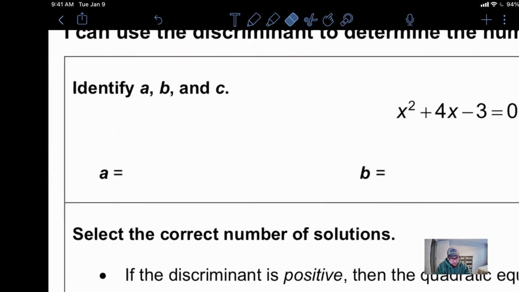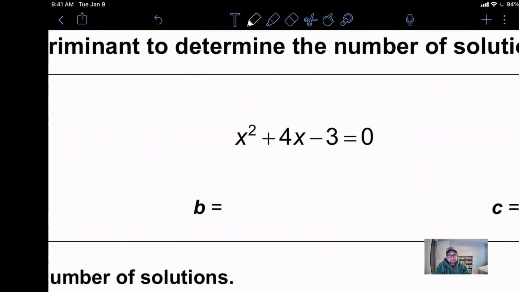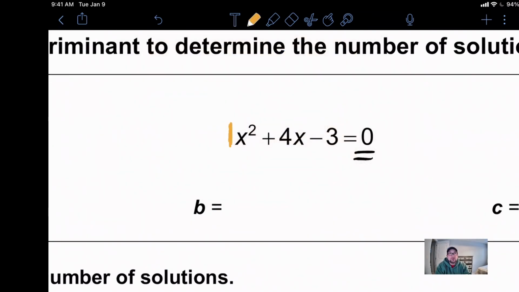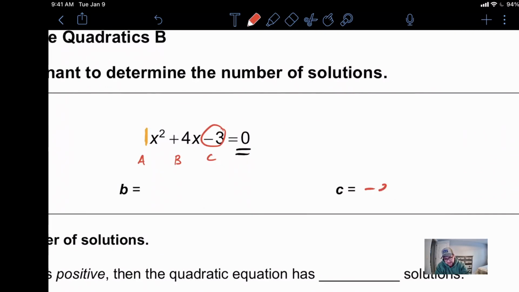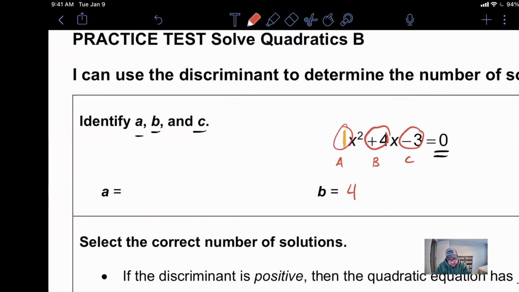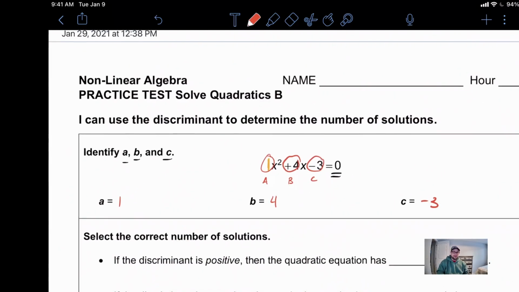So looking at this first problem, it wants us to identify A, B, and C. Remember, as long as your equation is equal to 0, you can just look at it and tell. This one's kind of unique because there's no value in front of the x squared, so we're always allowed to put a 1 in if that's the case. You could also put a 1 in right here if you needed to. Remember, A is always the first one, B is the second one, and C is the third one. The important part to remember is the sign goes with it. So C is -3, B is +4, and A is a +1 since we don't see a sign there.